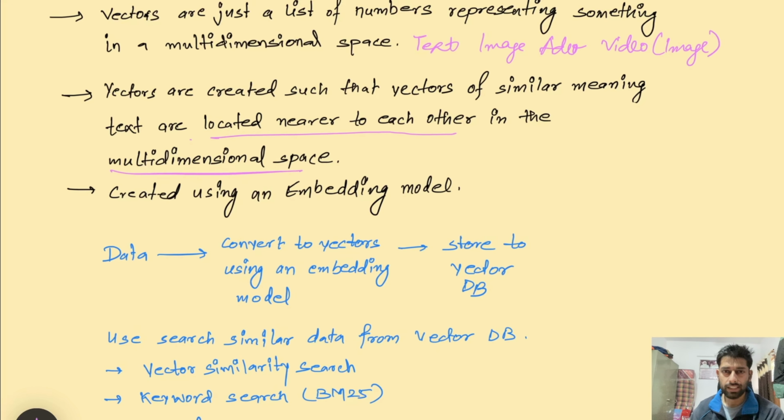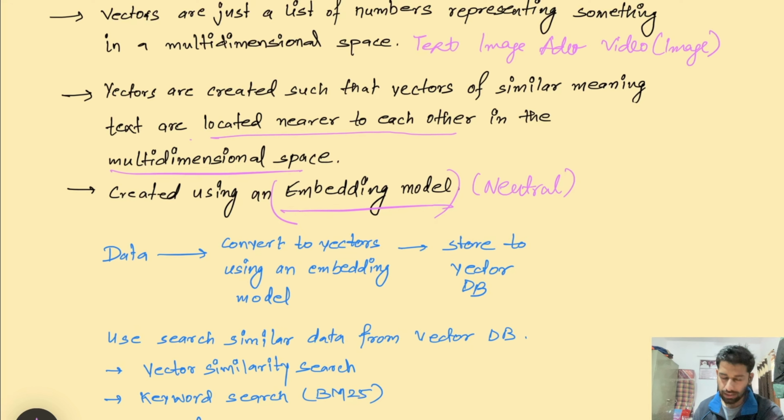So how are these vectors created in such a way that similar vectors are stored close to each other? They are made using an embedding model. What is an embedding model? An embedding model is a neural network which is trained in such a way that if you pass text or any data to it, it will convert it into vectors, and similar text or similar data as vectors are stored together. So using these embedding models, you are going to create vectors.